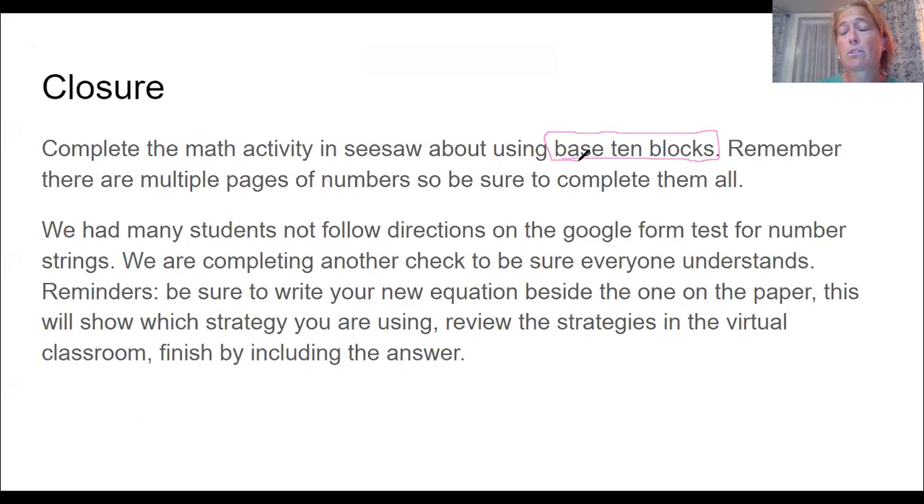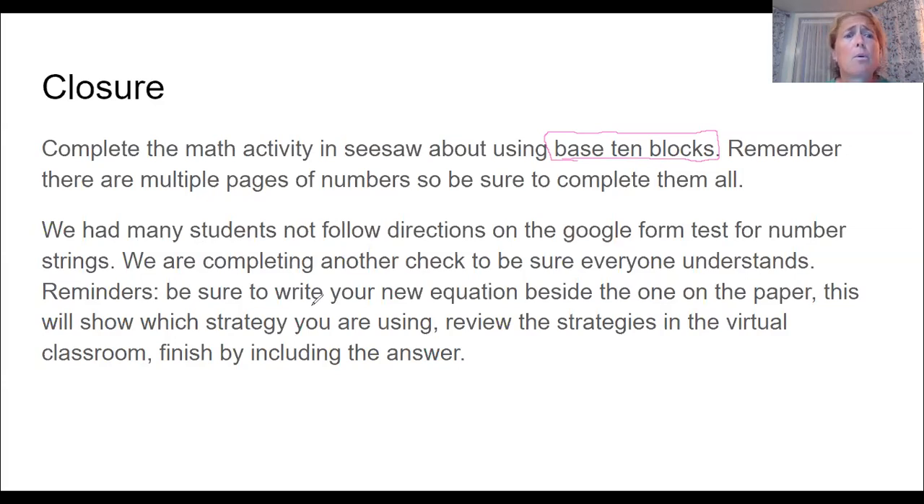Remember, there are multiple pages to this. So it's not just one number you're putting in base 10 blocks. You have to flip through. There's multiple pages. Also, after you're done with that, you are going to take an assessment on number strings. Unfortunately, our assessment last week on number strings, many of you did not follow the instructions. So we're going to do it again and try to see if we can follow the instructions this time.